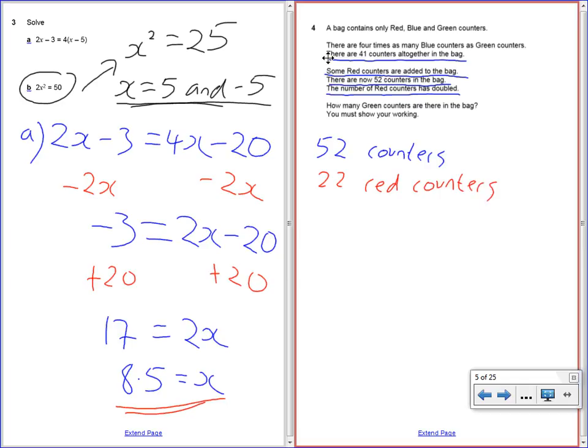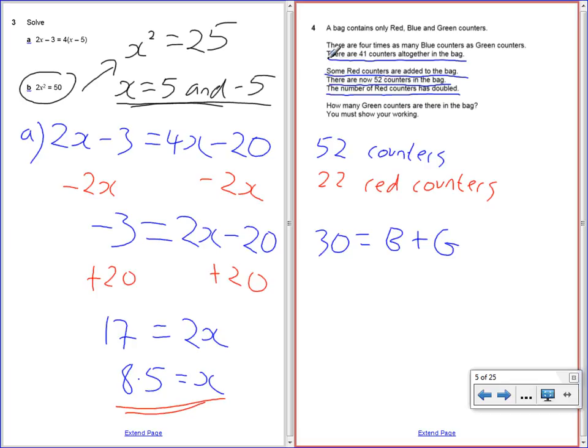So if we've got 52 in total, 22 of them are red, that means 30 of them must be blue or green. And I call them B and G. 30, blue add green equals 30. And then what other information have we got?